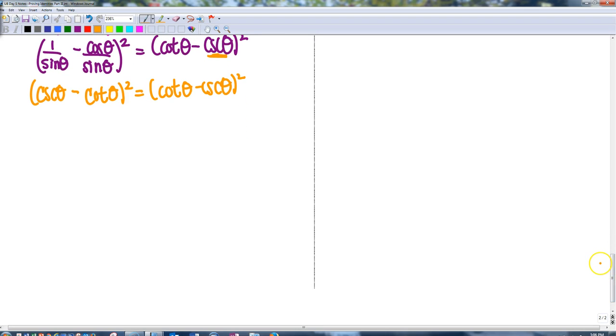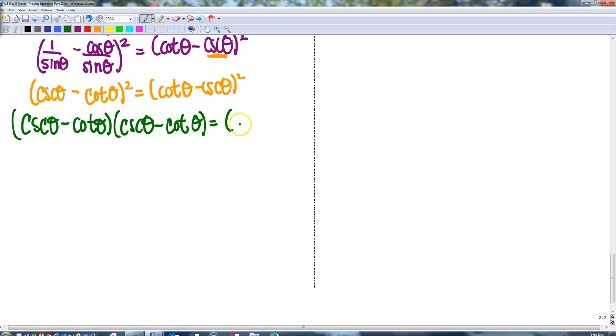So these are really the same thing. I'm going to show you why they're the same thing. The reason they're the same is really because cosecant theta minus cotangent theta squared is just cosecant theta minus cotangent theta twice. All right, so you already know that squaring something is something multiplied by itself. So what's the purpose of me doing this?